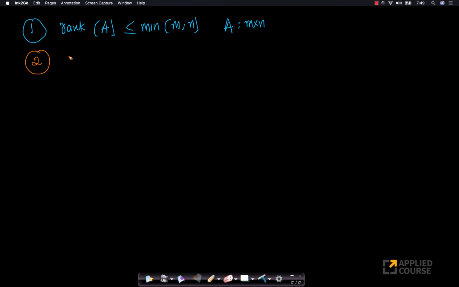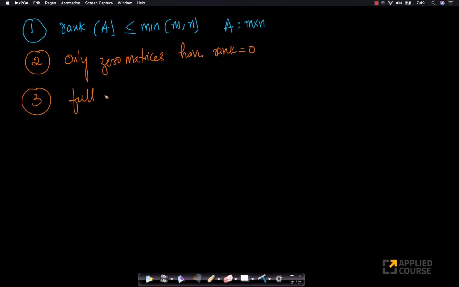The second property is that only zero matrices, whole zero matrices, have rank equal to zero. Only zero matrices have rank equal to zero. Number three: there is something called a full rank matrix, or let's call it full row rank. Imagine I have a matrix which is m cross n. That matrix is said to be full row rank if its rank is equal to the number of rows, which is m. Similarly, a matrix is said to be full column rank if its rank equals the number of columns.